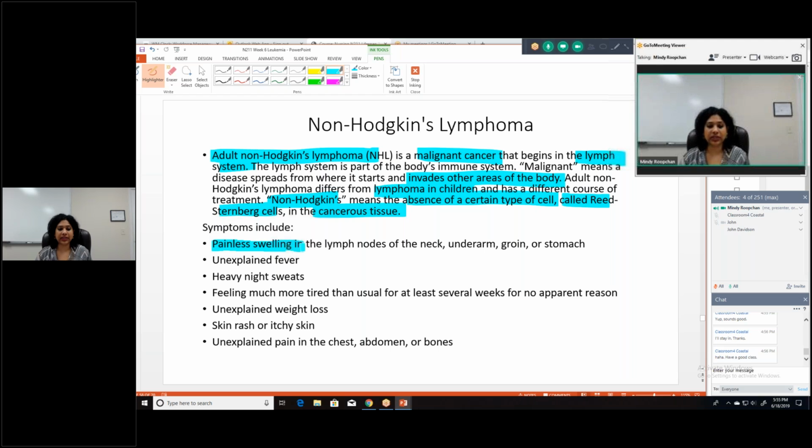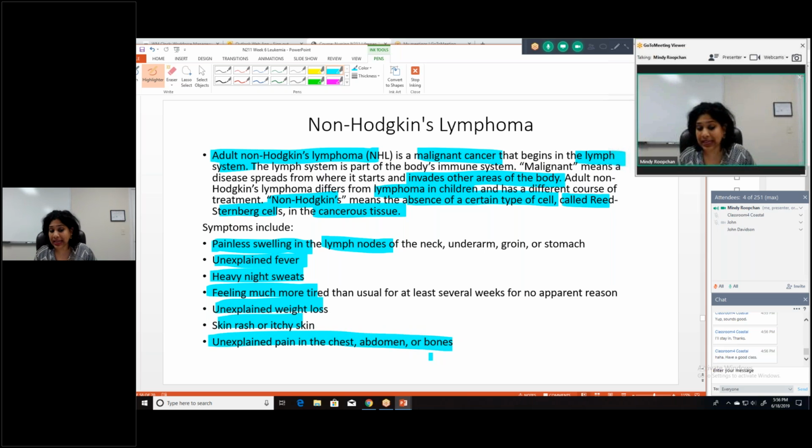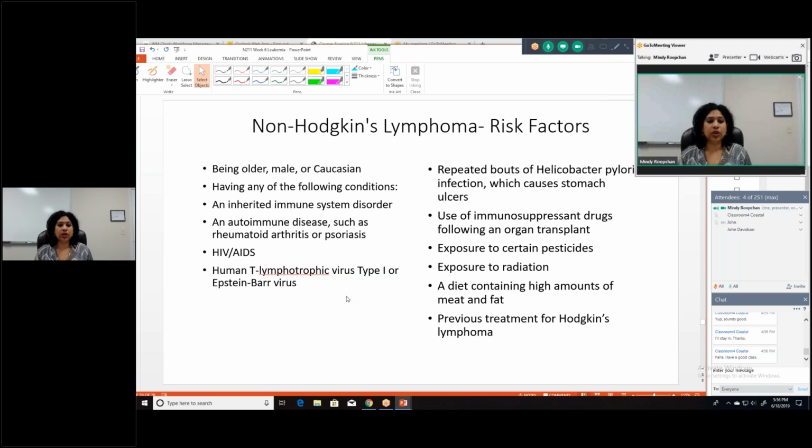Symptoms will be painless swelling, again, of the lymph nodes, unexplained fever, heavy night sweats. You're feeling more tired, unexplained weight loss, itching or rash, and pain in the chest, abdomen, or bones. So we haven't seen that yet. So now we're getting pain in the chest, the abdomen, or the bones. So the non-Hodgkin's lymphoma risk factors, again, older white male having the following conditions: inherited, autoimmune disorders, HIV/AIDS, we got human T-lymphotropic virus type 1 or Epstein-Barr.